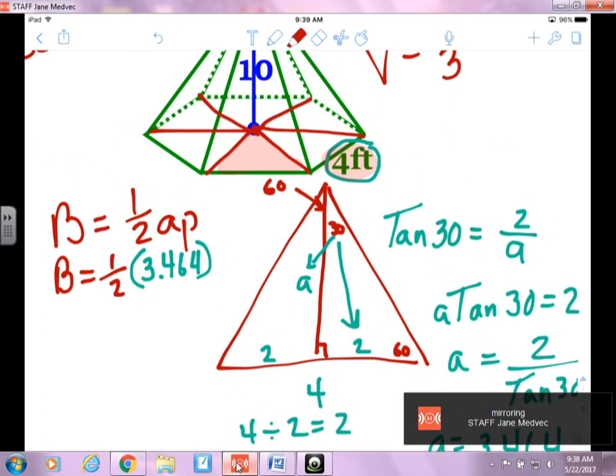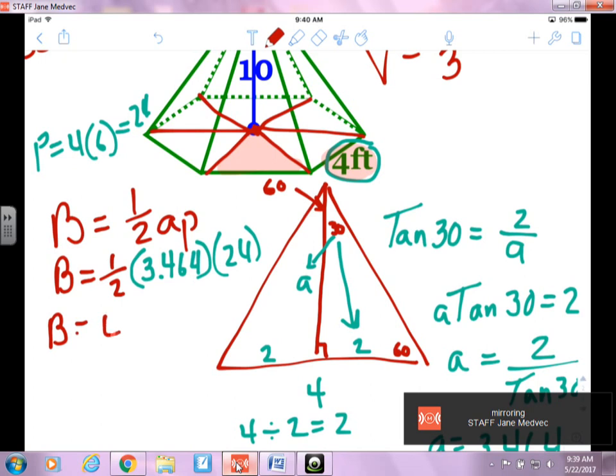My perimeter, I'm going to take that 4 from the side, and you'll notice that there are 6 sides to this shape, or the base. So my perimeter is 4 times 6, which is 24. So my base, I go ahead and do the math. I end up with 41.5692 in that ballpark, okay?